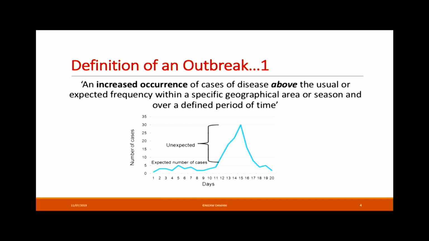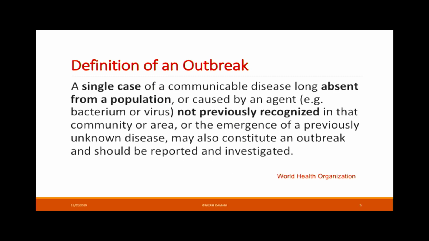So you can see the definition is an increase in occurrence of cases of disease above the usual expected frequency within the specified geographical area or season over a defined period of time. So there is a huge range of stuff involved in your decision making in that process, whether you call it an outbreak or not. However, if you find a single case of something very unusual, which you have never seen before, like a case of Ebola or diphtheria, or a case of polio, for example, that actually constitutes an outbreak.